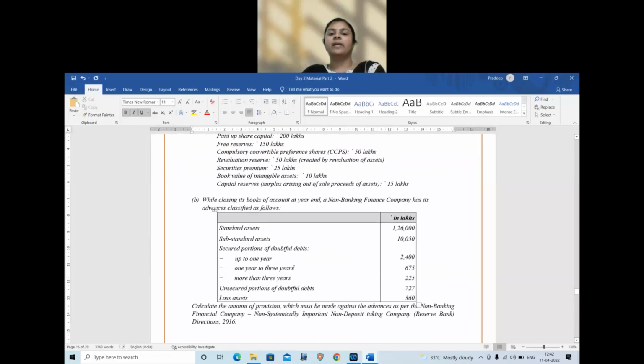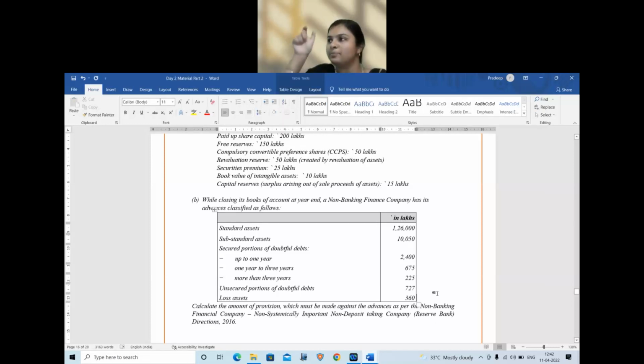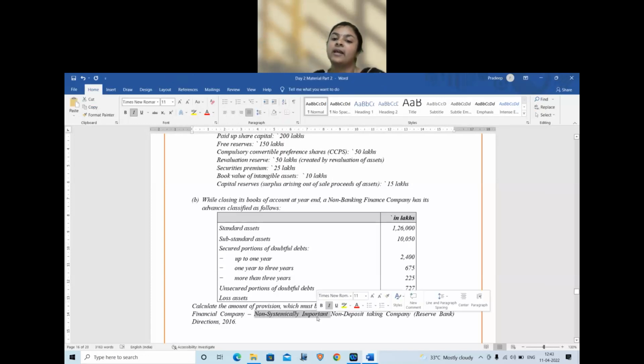Okay. While closing the account of its books for the year end, a non-banking finance company has the following advances. So they have given you the advances. Whenever they are asking you to calculate provision, you need to put a separate column to state the percentages. They also carry marks. So for writing the provision percentages, you have marks. So in a separate column, write the percentage, next calculate the value. Calculate the amount of provision as per the non-banking financial company, systemically important non-deposit taking company. So non-systemically important means for standard advances alone 0.25 percentage. Go ahead and do the calculations.